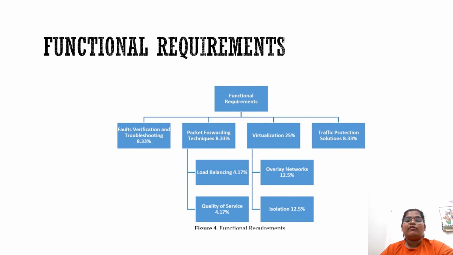The packet forwarding techniques are load balancing and quality of service. In it, load balancing is 4.17% and quality of service is 4.17%. In virtualization, there are the overlay networks and the isolation. Overlay networks is 12.5% and isolation is 12.5%.